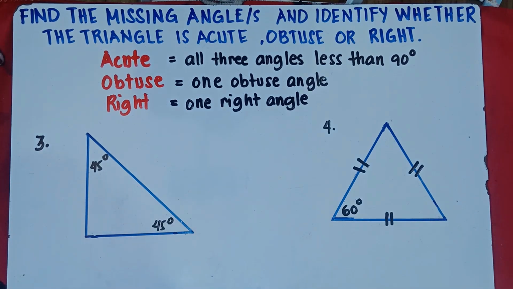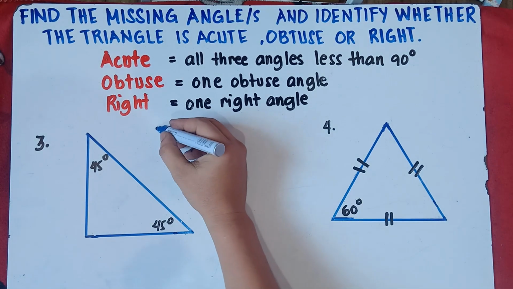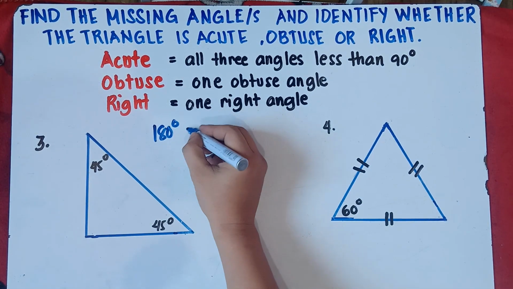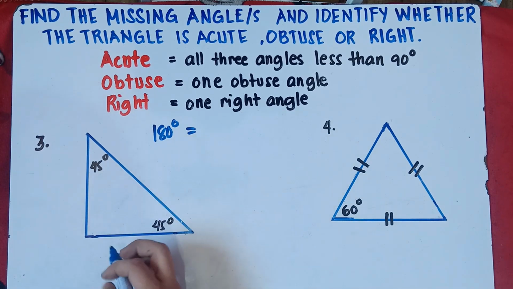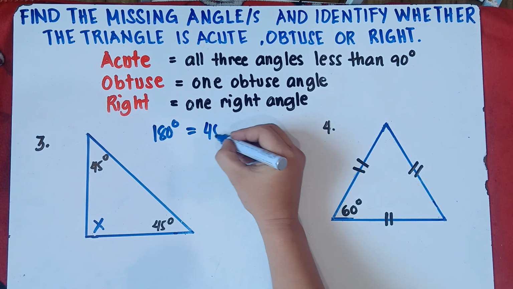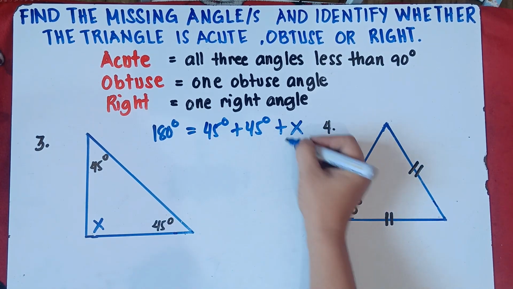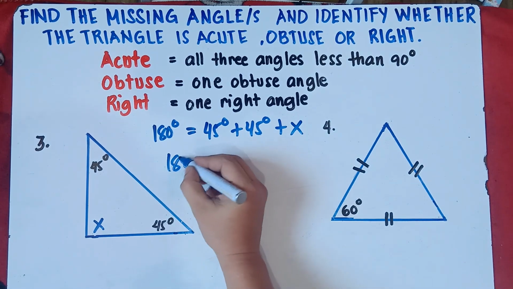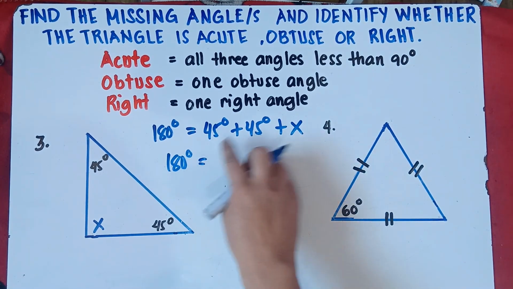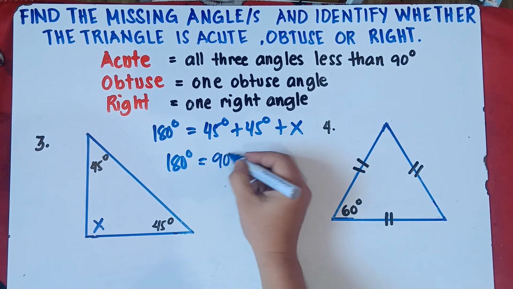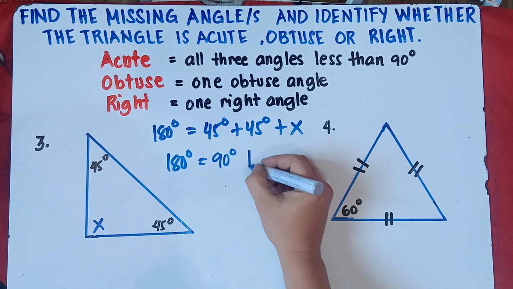So once again, in a simple way, you can just simply add 45 and 45. Then you subtract it from 180. Or we can use the formula. That would be 180 degrees equals, let's add this up. Let's label this one, class, as x. We're told to find x. So 45 degrees plus 45 degrees plus x. So this will be 180 degrees equals 45 plus 45. That's 90. Then copy the degrees plus x.